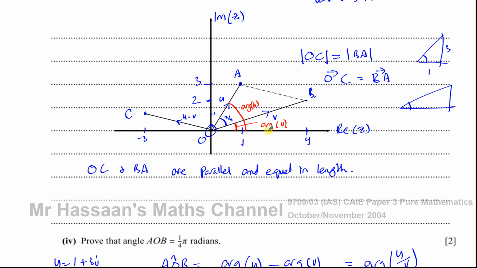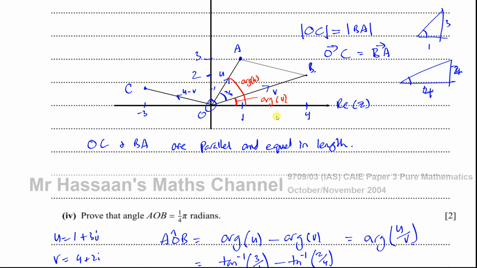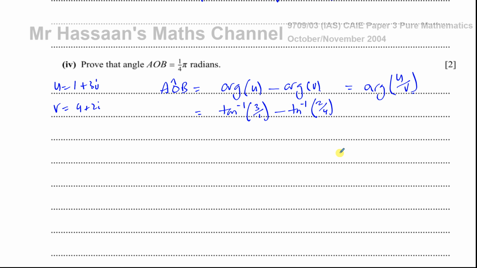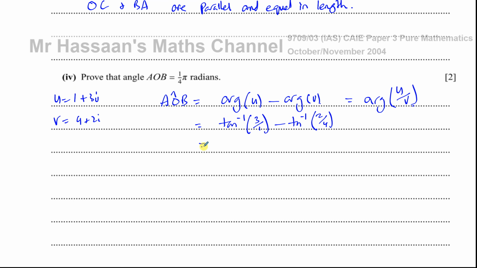And for this angle, you have your triangle that looks like that. This is 2, this is 4. So it's going to be 2 over 4, the inverse tan of 2 over 4, which is a half. As we see there, that will give us our angle AOB.